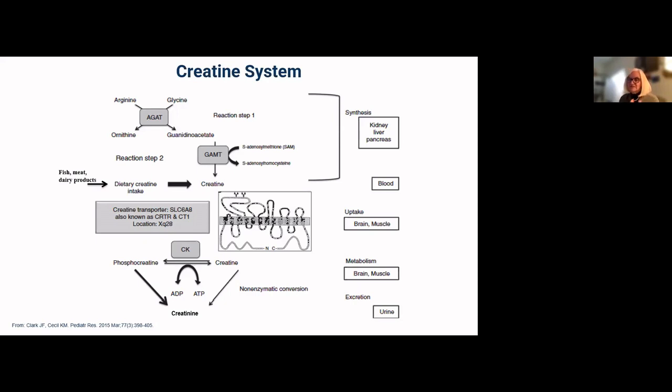Then creatine in the blood needs to reach the brain and the muscle where it can supply energy, and this is accomplished through a creatine transporter, which is depicted here and is responsible for the uptake of creatine. Then creatine is converted through a non-enzymatic process to creatinine, and it's excreted in the urine.